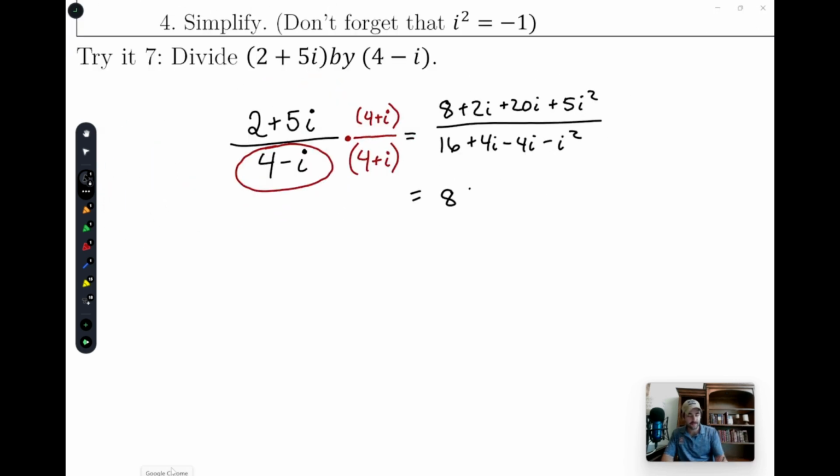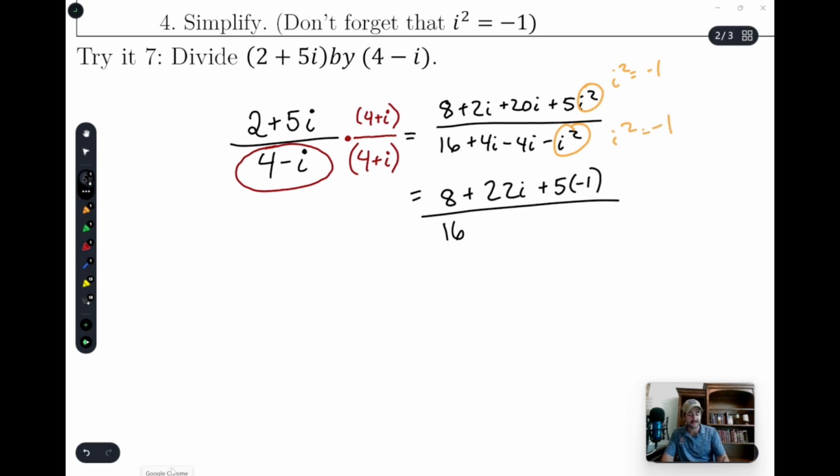So I've got 8 plus 22i. I combine the middle terms, plus 5 times negative 1. Remember, don't forget, i squared equals negative 1. This is going to happen all the time. i squared equals negative 1 there too. All right, now the bottom, we've got 16. Those 2 middle terms are going to go away because 4i minus 4i is 0, minus negative 1.